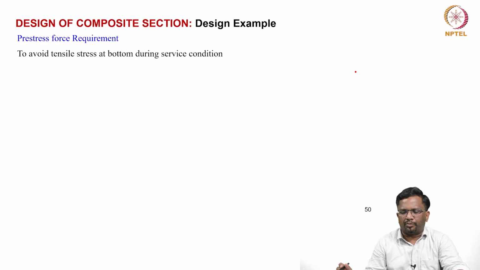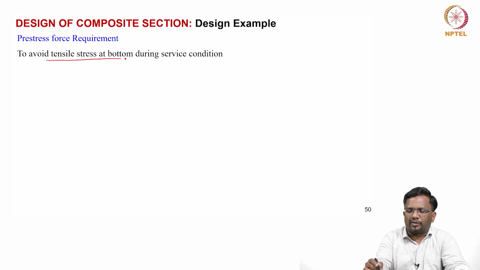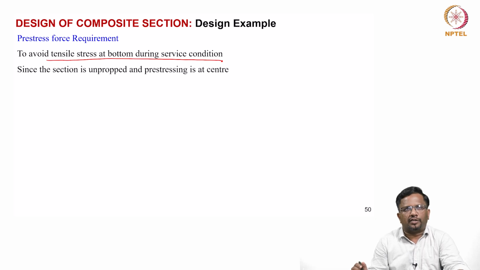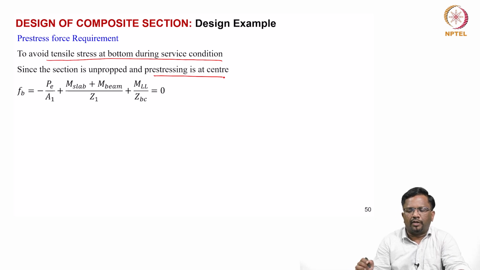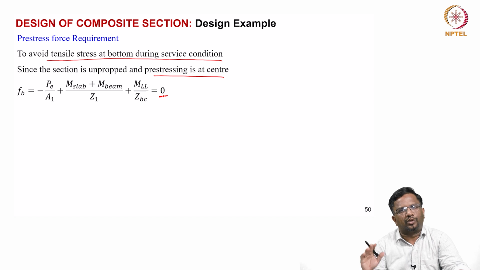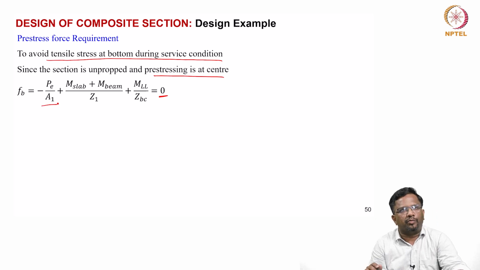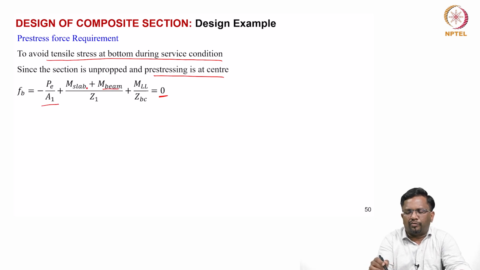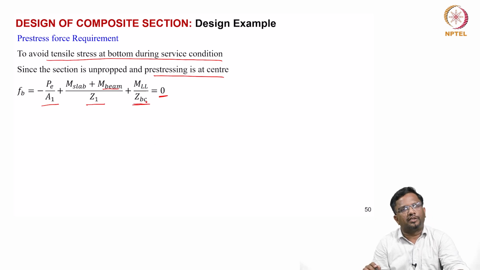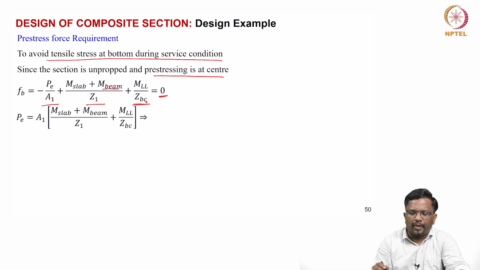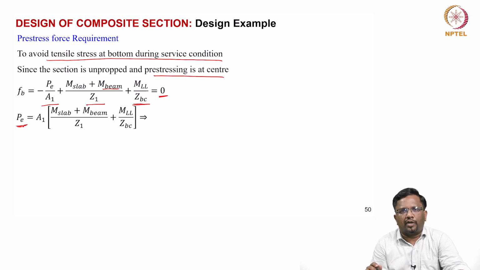Right. So now let's look at what are the pre-stress requirements. We need to avoid the tensile stress at the bottom during service condition, and the section is unpropped and the pre-stressing is at the center. So we can write the equation. The stress at the bottom has to be, no tension should come, so we can equate that to 0 tension. So this is a concentric component, PE by A1. Now the slab and the beam, both of them will act as a dead load. That divided by Z1 will give me the stress at the bottom. And the live load will be resisted by the composite section. So if you put all of them, and if you equate it, you can find out the expression for effective pre-stress.